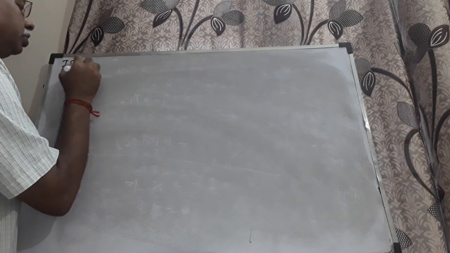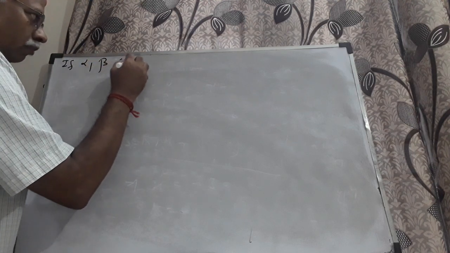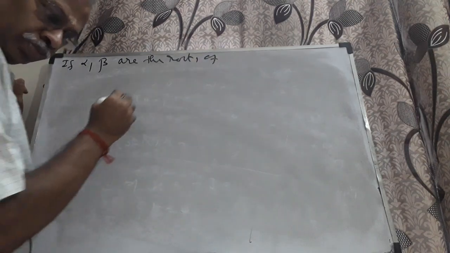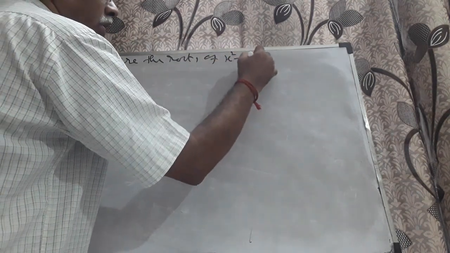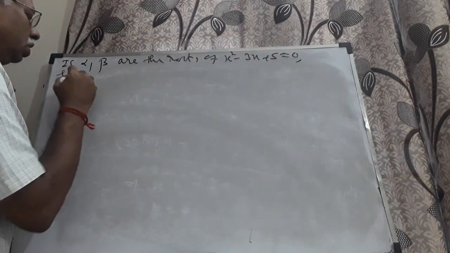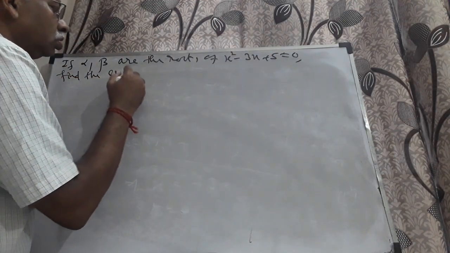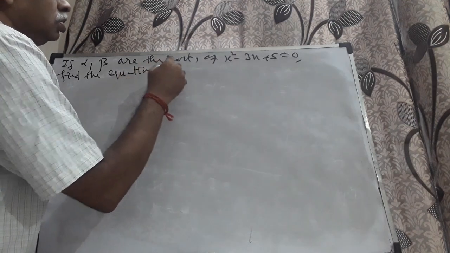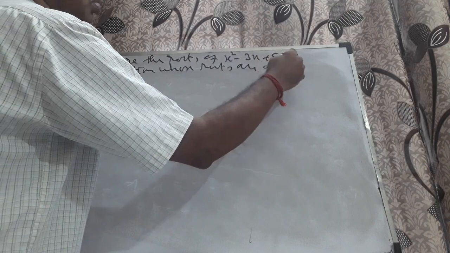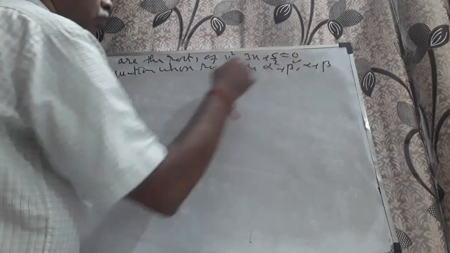Now, its application. If alpha, beta are the roots of x square minus 3x plus 5 is equal to 0, find the equation whose roots are alpha square plus beta square, comma alpha plus beta.